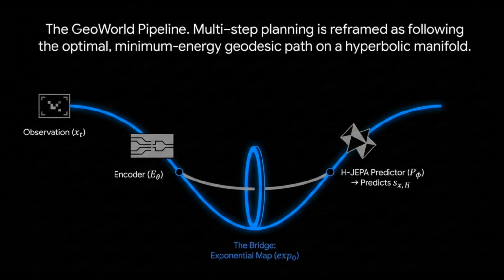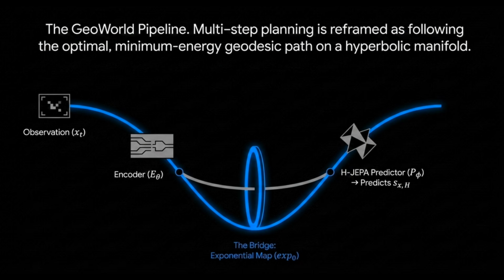So okay, let's unpack this. If these models understand abstract concepts so well, why do they fall apart when trying to plan a sequence of actions deep into the future? It basically comes down to two major roadblocks. The first is a concept researchers call geometric neglect.